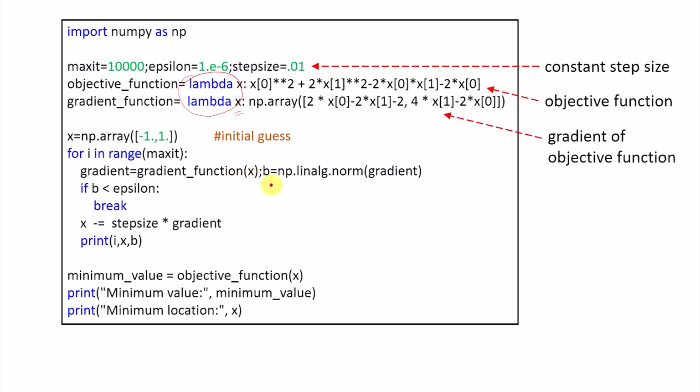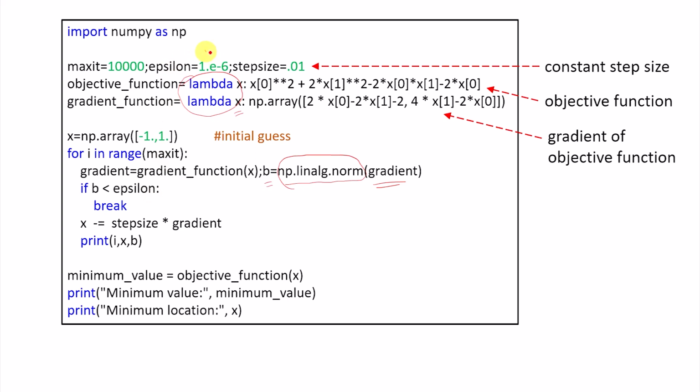To check that, we are taking the norm of this gradient and putting that in B. That is this np.linalg.norm. It gives the norm of this gradient vector. You can see that gradient is a vector here. This is an np array.